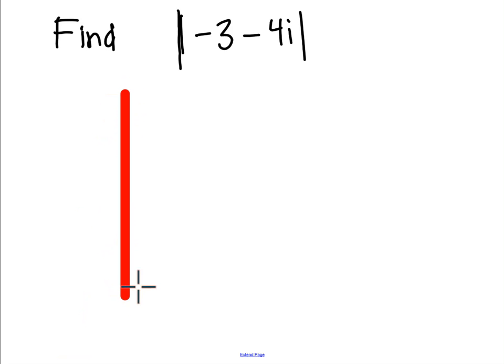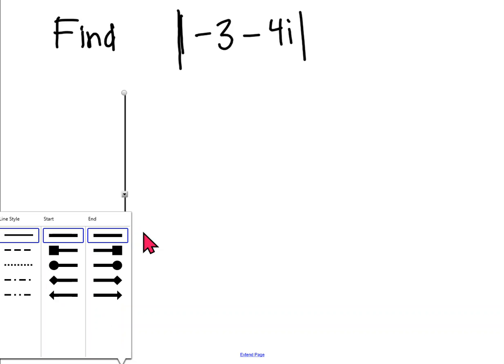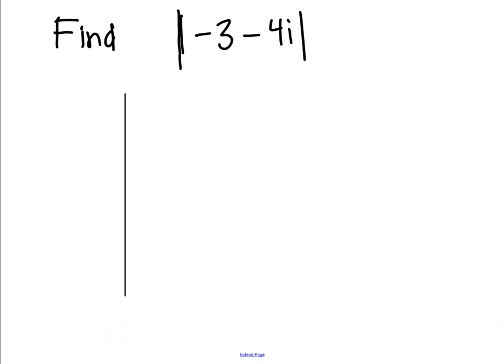Okay, I'm going to draw it. So 1, 2, 3, and 1, 2, 3, 4. Here is my point. Notice that I've got the units labeled, and I want to find the distance to the origin. So now I'm going to create my triangle.